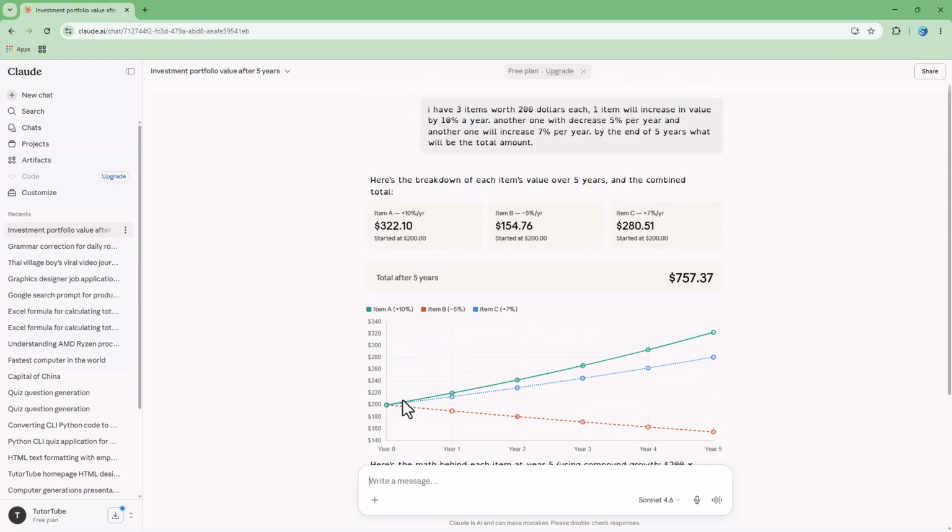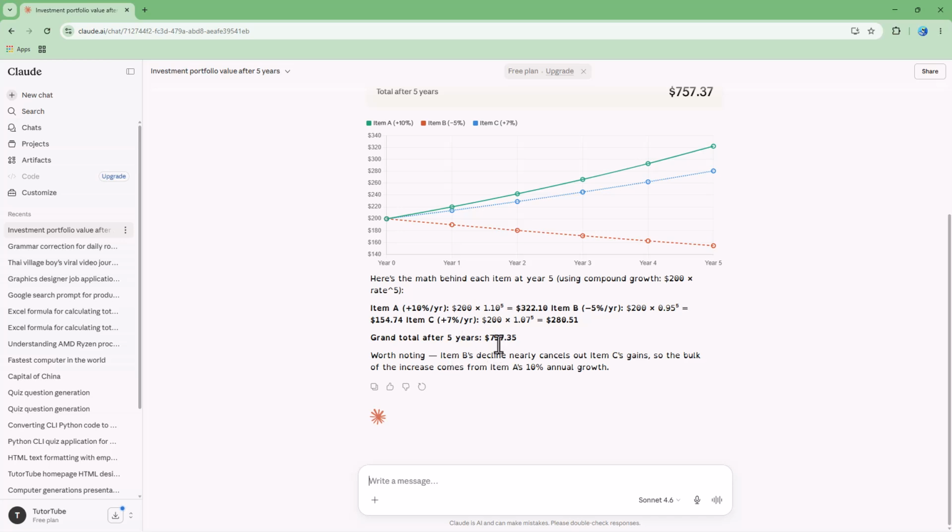And then you can see this is what you have. So you can see that this is the grand total after 5 years. So this is basically how you can go ahead and get mathematical solutions in Claude for complex problems as well.